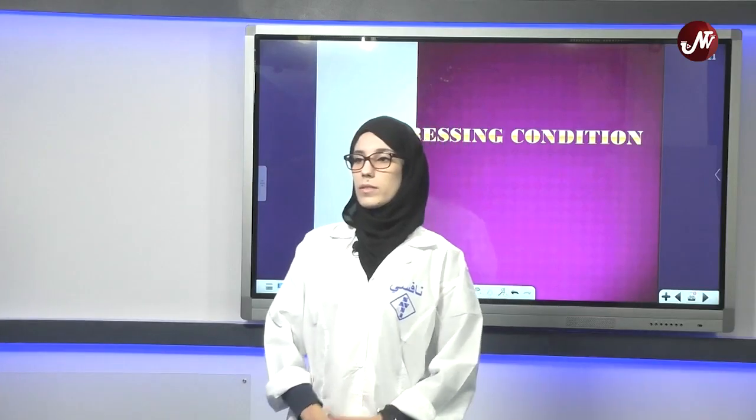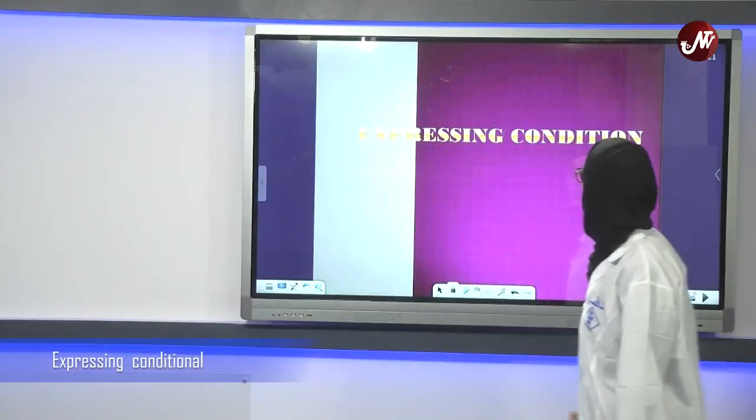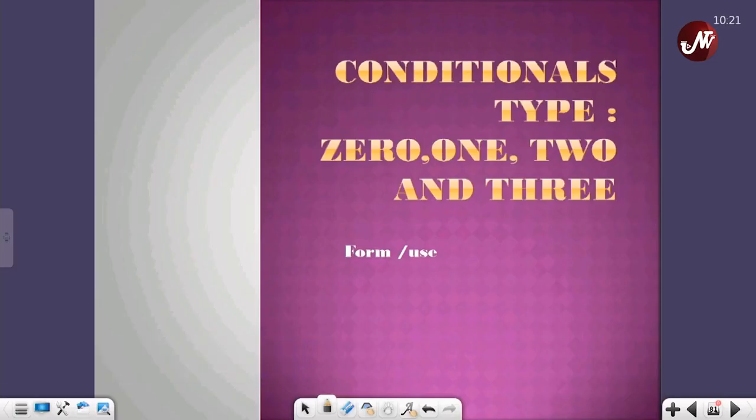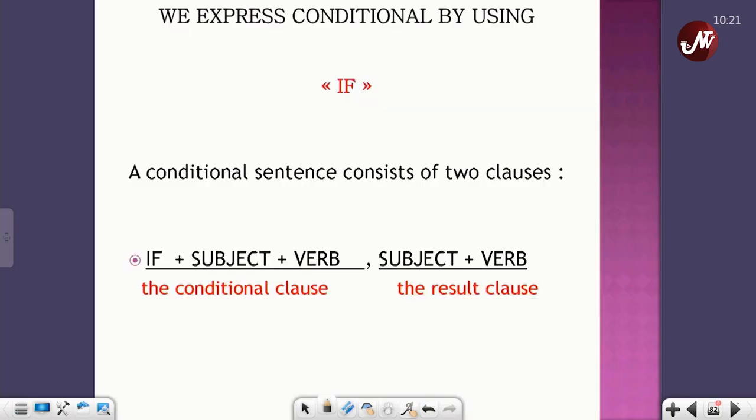Good morning, students. Our today's lesson is expressing condition, or how to express the condition. Today we are going to see the types of the conditional. So, how many types do we have? Conditional types, we have 0, 1, 2, and 3. So we have 4 types of conditional.